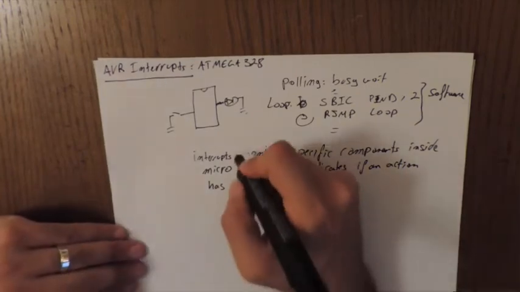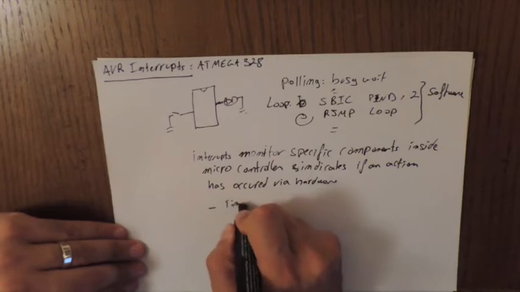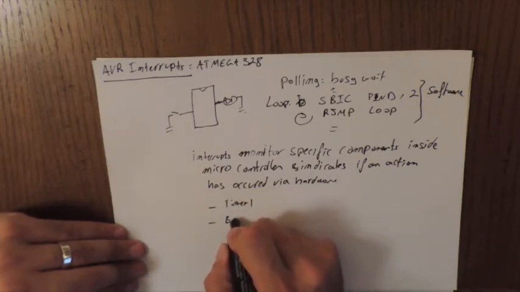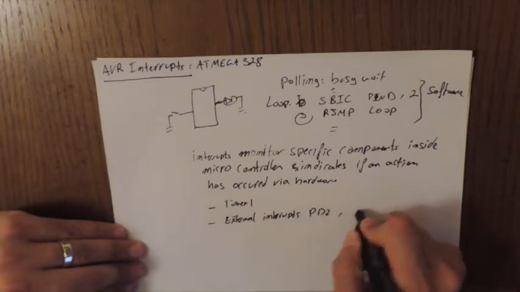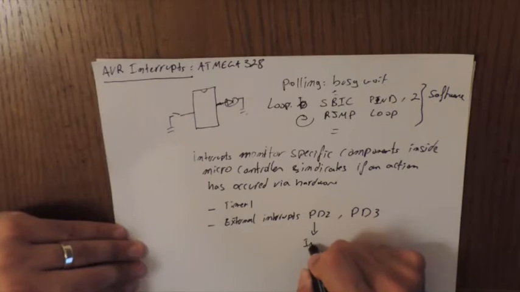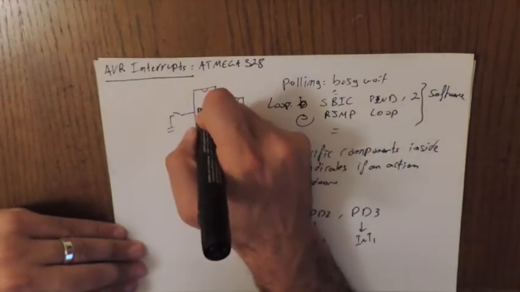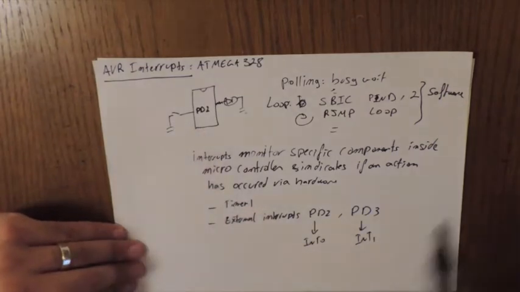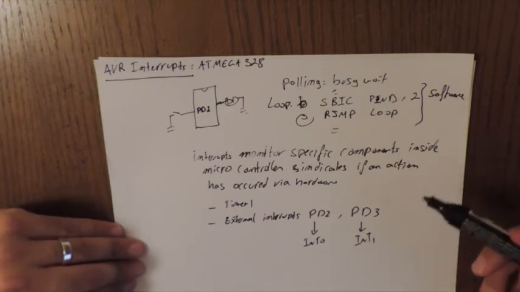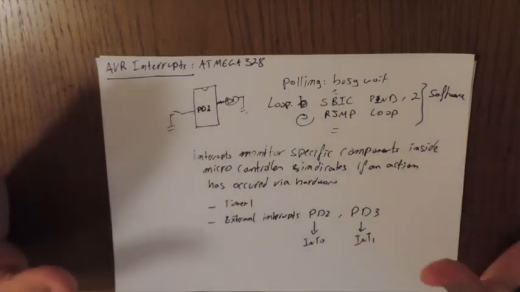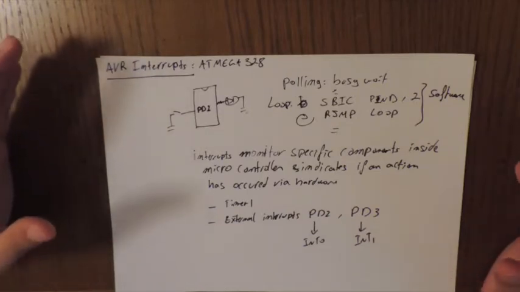The interrupts monitor specific components. What are these specific components? We're going to take three of them: Timer 1 and external interrupts PD2 and PD3, which relate to interrupt 0 and interrupt 1. This is PD2, port D pin 2. At this pin there is a hardware interrupt monitoring, if I set it up correctly. It will monitor whenever it goes low or high. We're going to see all the configuration. When this happens, the program execution stops and it tells me that there is an interrupt. In this way I can do multiple things at the same time.